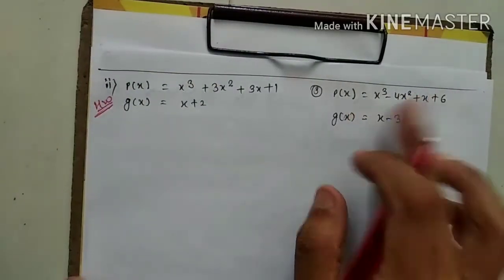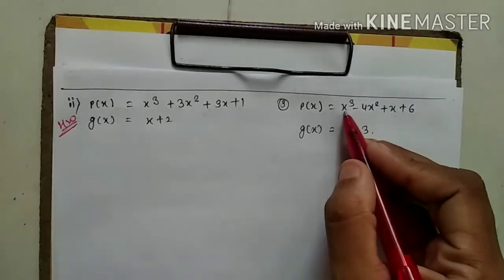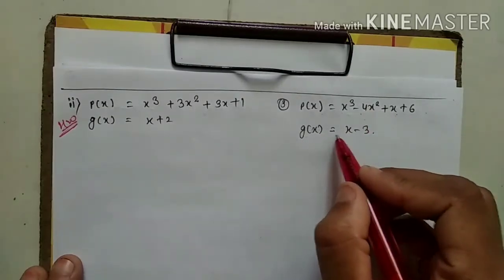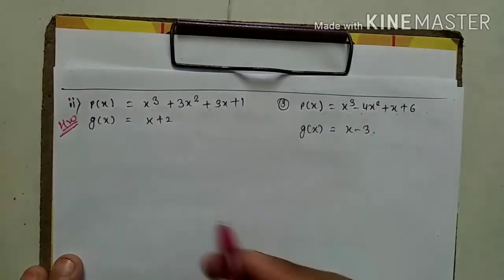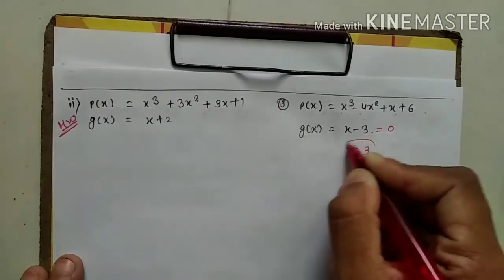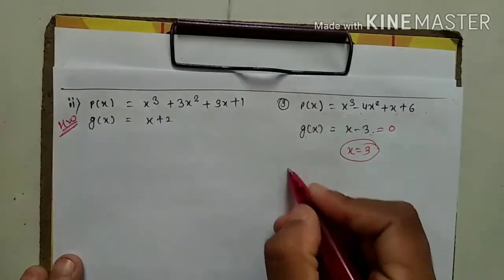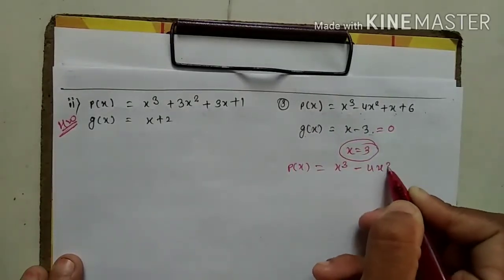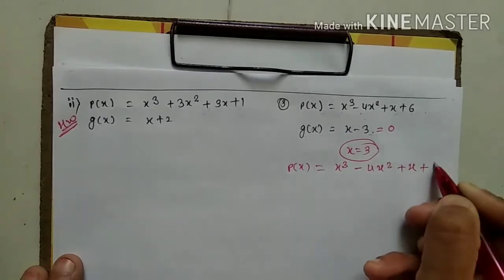Now I am solving the third question. Just see. x cube minus 4x square plus x plus 6. g of x equals x minus 3, so you have to put that equal to 0. So x equals what are you getting? 3. This value you have to put in here. So p of x equals x cube minus 4x square plus x plus 6.